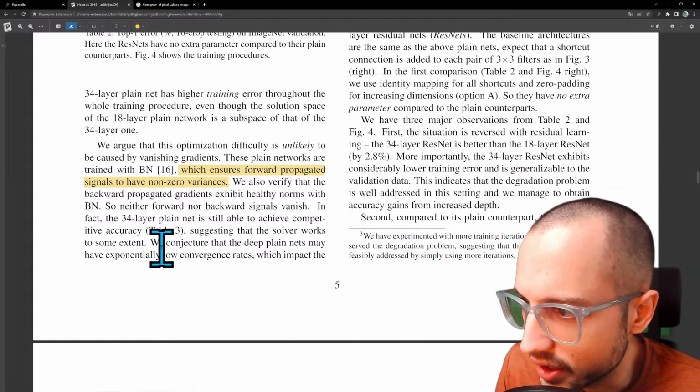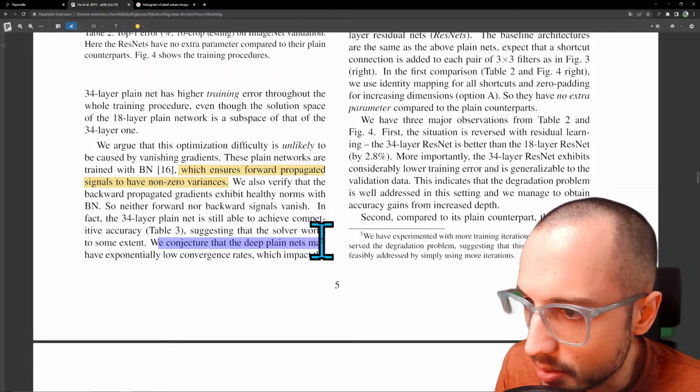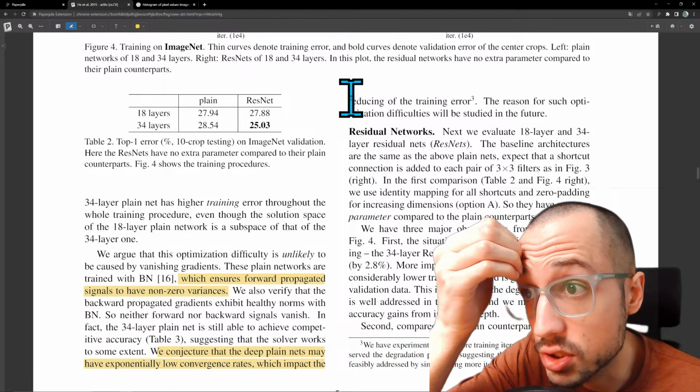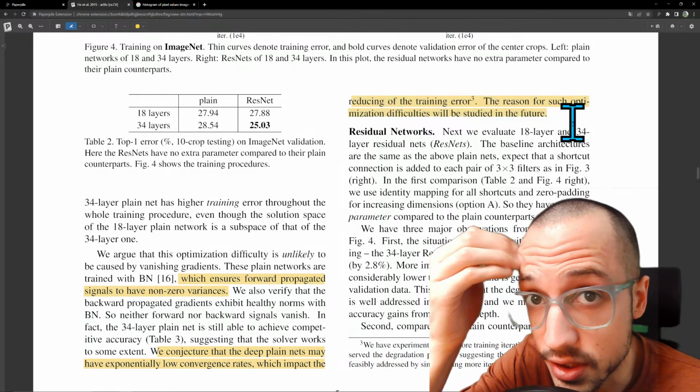Yeah, this is important here, right? They conjecture that deep plain nets may have exponentially low convergence rates, which impact the reducing of the training error. The reason for such optimization difficulties will be studied in the future.